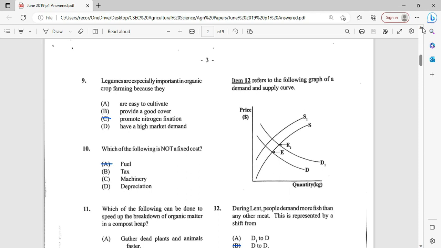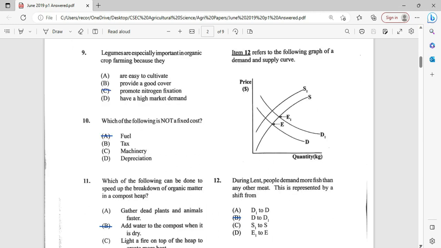Number 12 refers to the following graph of demand and supply curve. During Lent, people demand more fish than any other meat. This is represented by the shift from D to D1, because that is pretty much the shift of the demand curve. So you're seeing that there's a greater demand based on Lent.